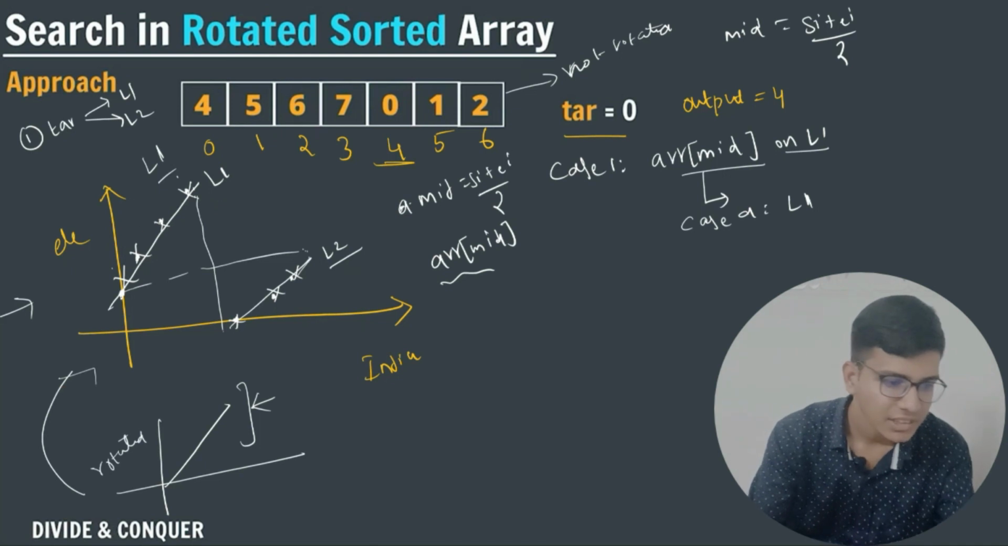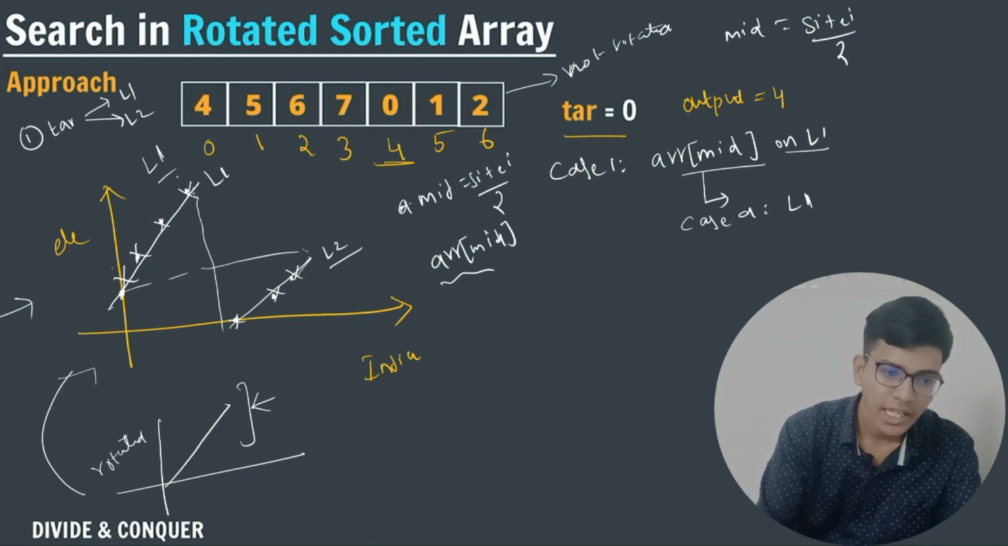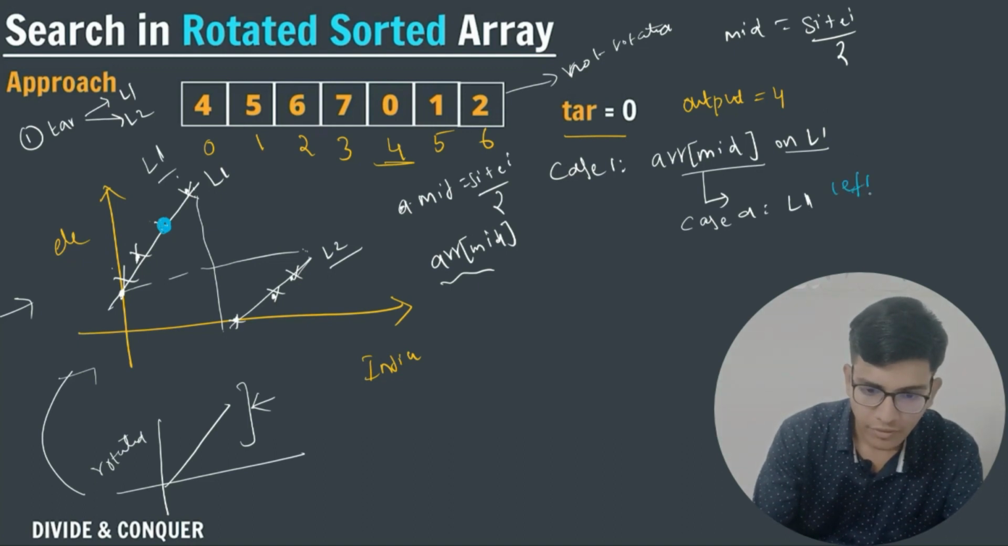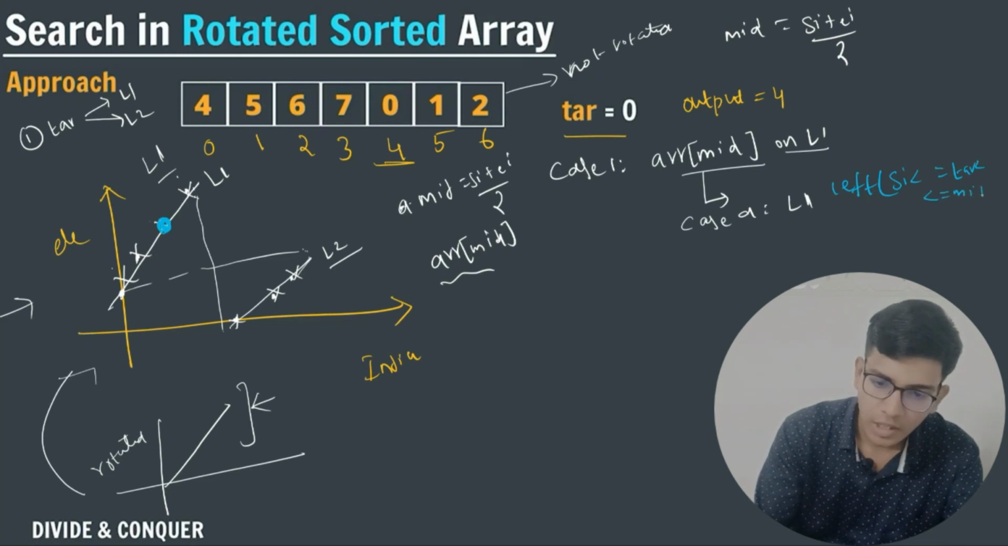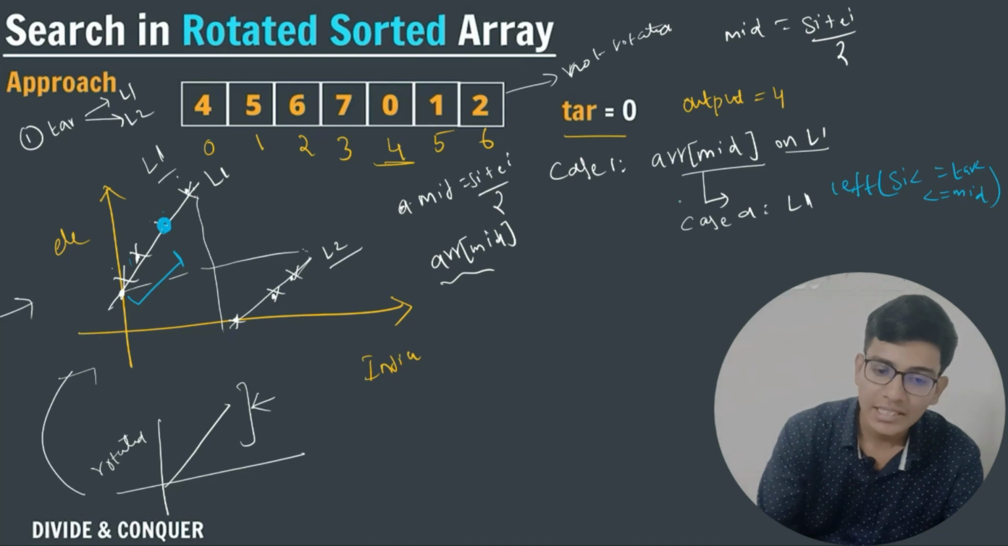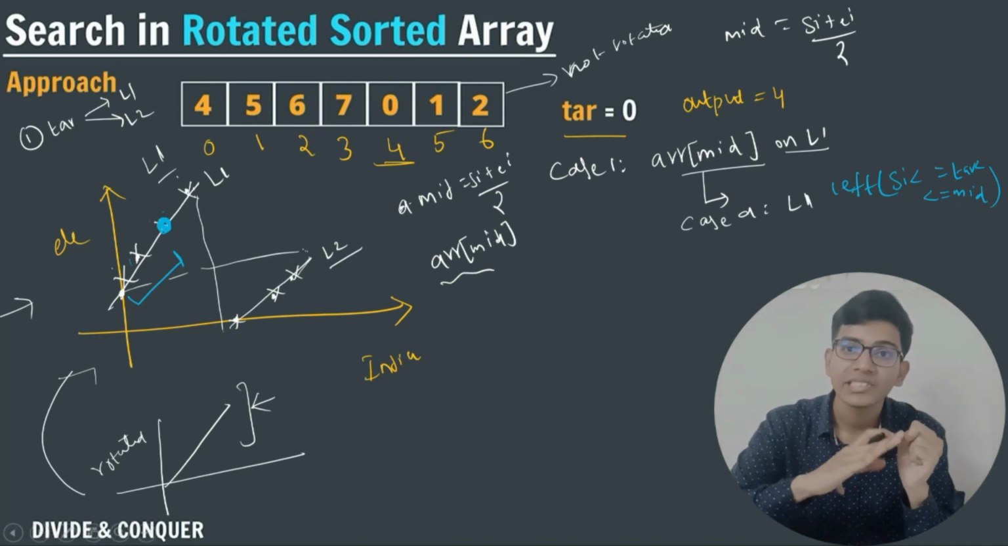Let us consider that on my first line our mid is lying on the first line. Let us consider that this is my mid, so our mid is on the left side. Then what is the condition? If our mid is on the left side, then the condition will be starting index should be less than or equal to target, and target should be less than or equal to mid, right? So if our target is less than mid, that means our target lies somewhere here. If this is the mid and our target is less than mid, then our element should lie somewhere here.